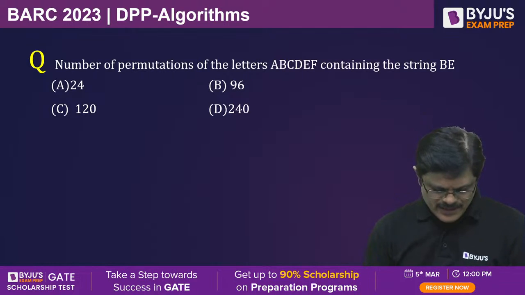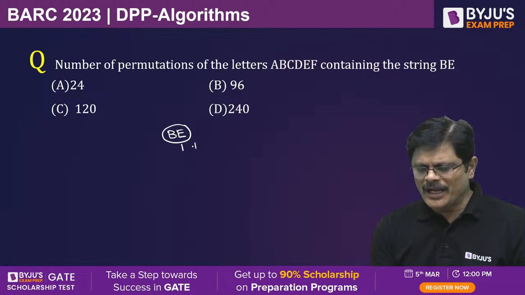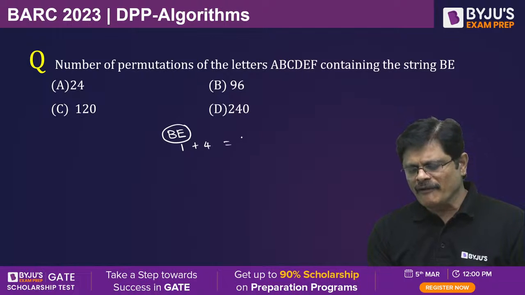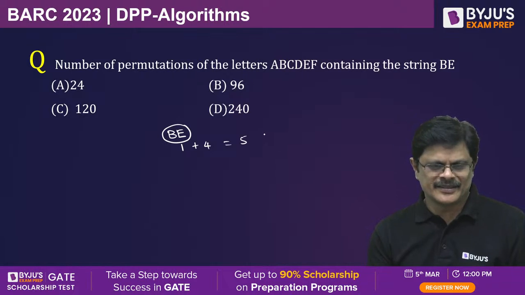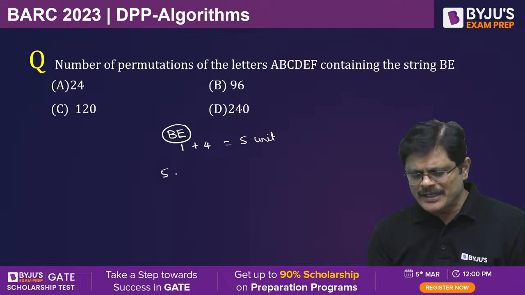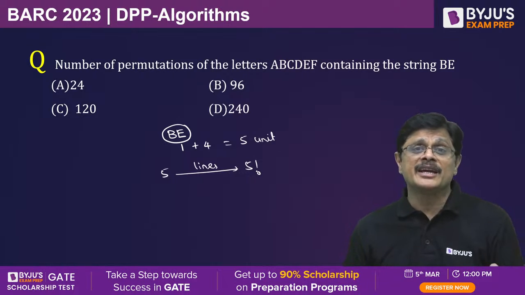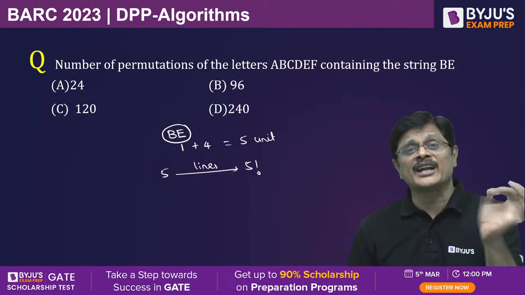Very good. If you want BE to be there, BE is like 1 unit. And remaining how many letters are there? 4. So total 5 letters, 5 units, you are arranging. 5 units can be arranged in a line in how many ways? 5 factorial ways.